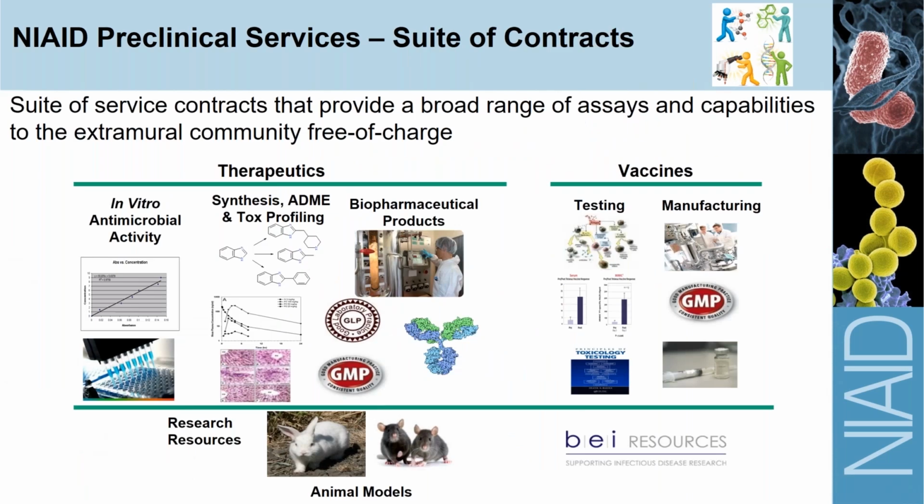So the way we have the preclinical services set up is NIAID sets up in advance suites of contracts that provide a broad range of different assays and capabilities. And so NIAID establishes these relationships with contractors and service providers, and then we provide and pay for those services to be conducted, and external scientists can ask to access those particular assays to help drive their programs forward.